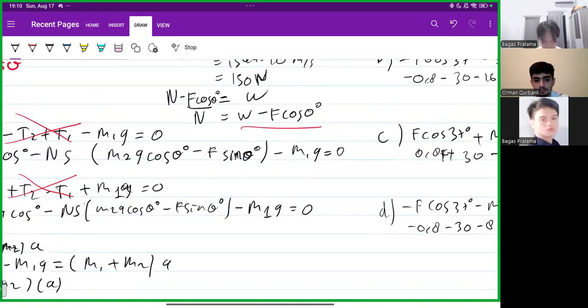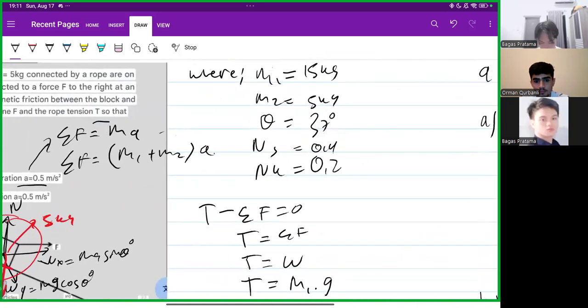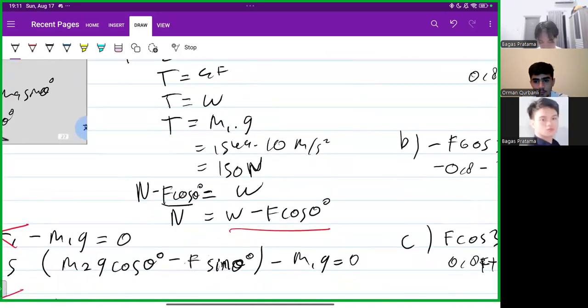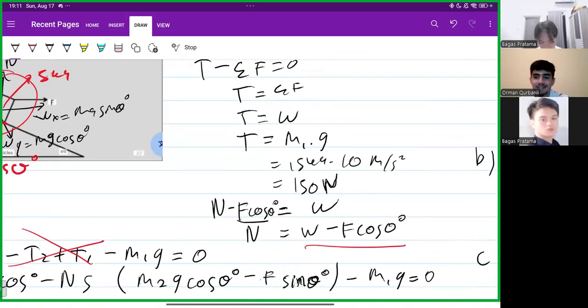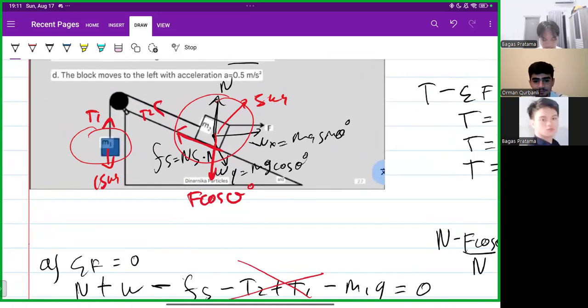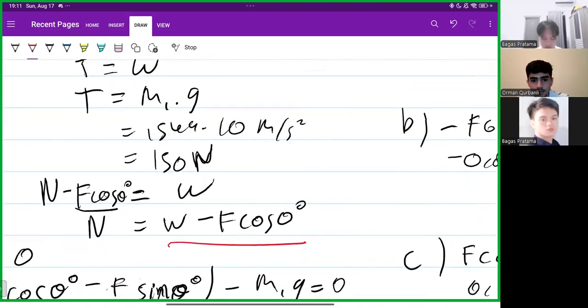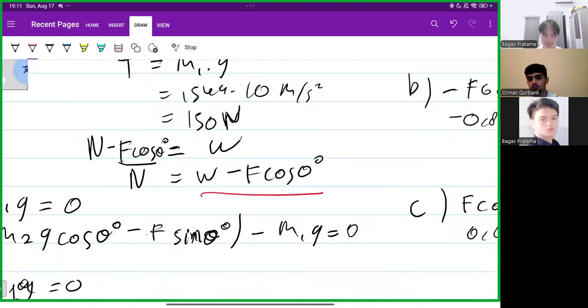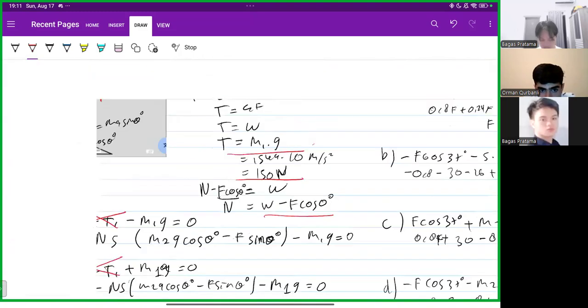So how do you find the T? I think that's basically the same. We found T is 150 Newton because we don't actually have an exact number. There's no angular motion, so we just assume that the tension is just like this. So that's all for these questions.